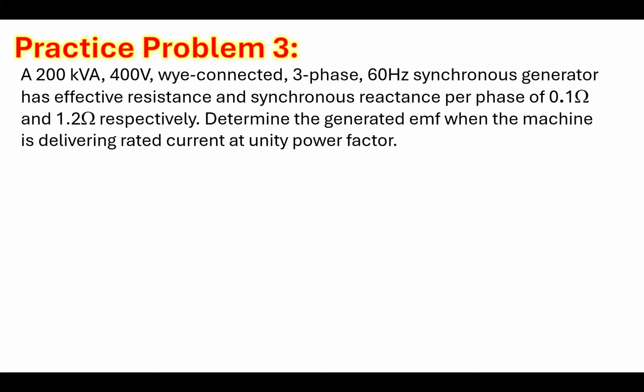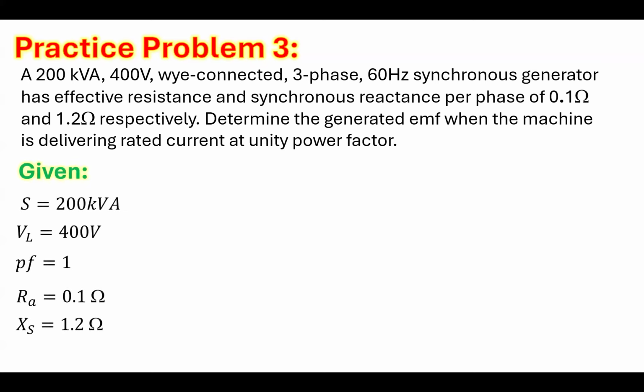For practice problem number 3, a 200 kVA, 400 volts, Y-connected, 3-phase, 60 Hz synchronous generator has effective resistance and synchronous reactance per phase of 0.1 ohms and 1.2 ohms respectively. Determine the generated EMF when the machine is delivering rated current at unity power factor. So this time, our power factor is 1.